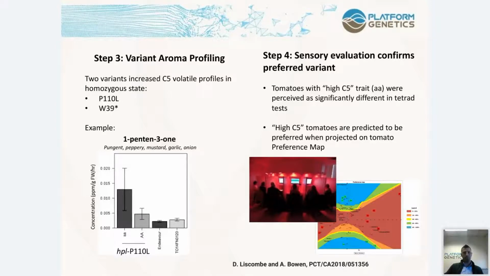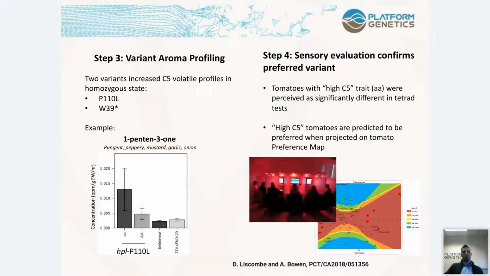So in the example on the bottom left, this is just a quantitative graph showing the production of one particular C5 volatile, which is associated with certain pungent, mustardy, garlicky type perception. We can see the taller bar on the left, an increased production of this particular chemical in the homozygous variant, which is denoted with the little a notation, relative to its wild type siblings next to it, which are denoted the big A, and also relative to several commercial and pre-commercial checks.